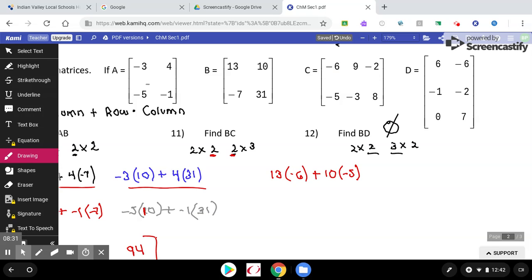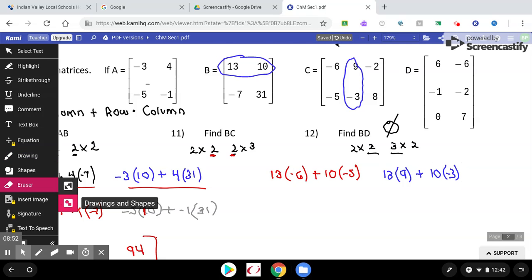So now I want row 1, second column. So that will be 13 times 9 plus 10 and -3. So what's different about this one? Hopefully you see it coming. This one's going to have a third answer.